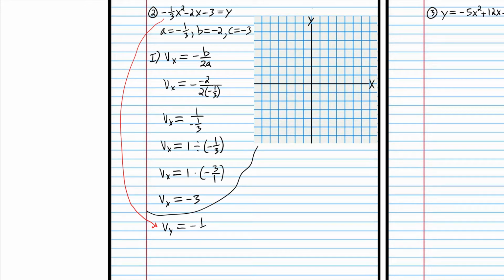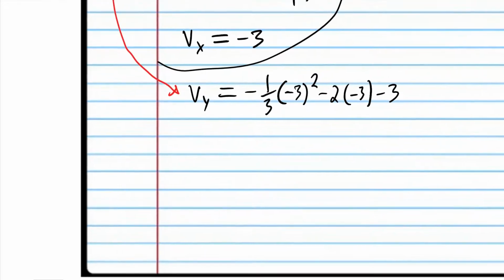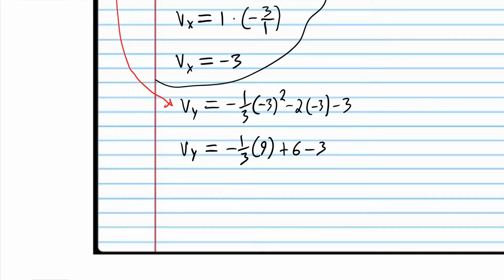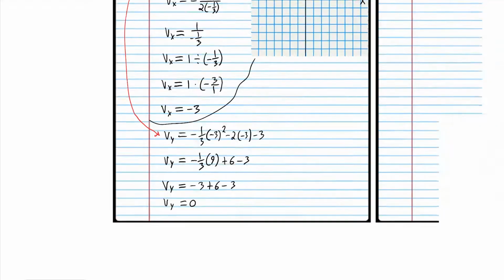So now we're going to plug in -3 to find the corresponding y value of the vertex. And so let's do the math on that. Square, we get 9. Multiply, we get 6. And -1/3 times 9, that's just going to be -3. And finally we get the y value of the vertex is 0.